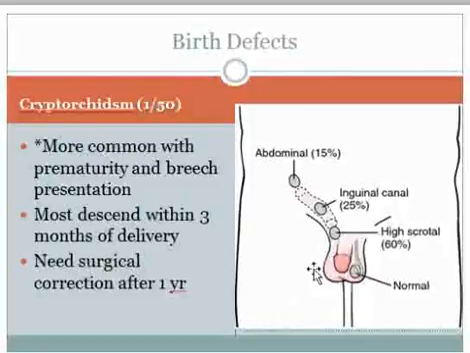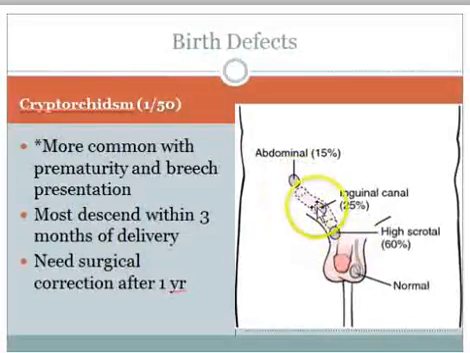It's more common with prematurity, so maybe we haven't had a chance to make the journey down. And then breech presentation. Sometimes if you have a lot of pressure up here on your bottom, it might be too much pressure from settling into the pelvis for the testicle to be able to descend down. And usually it is only going to take a few months for it to make its way down after the birth if it's not already there. So that's not something parents should be concerned about.